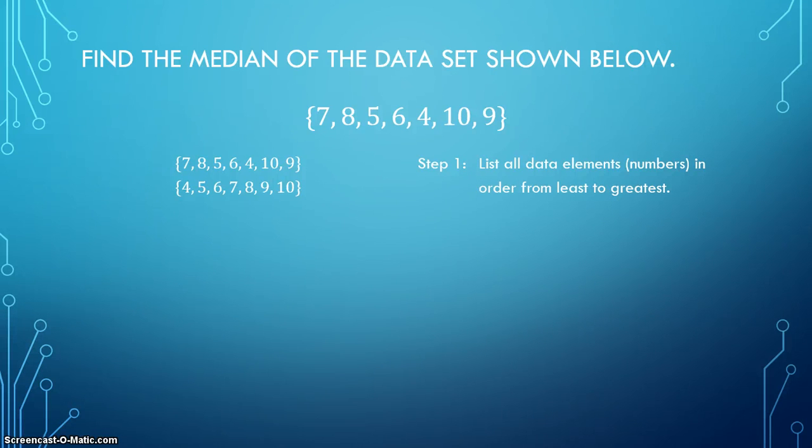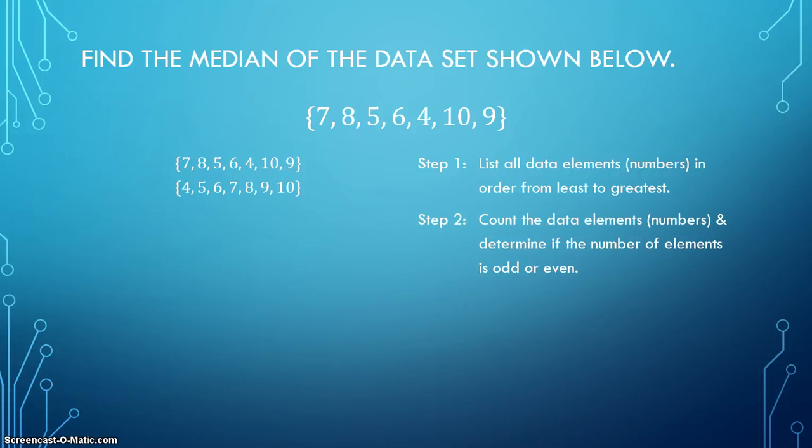Now, once we have it from least to greatest, we're going to count to see how many elements are in the set of data so we can determine what our step 3 should be. So we take our data set and start counting. The first number is 4, so that's 1. 5 is the second number. 6 is the third. 7 is the fourth. 8 is the fifth number. 9 is the sixth. And 10 is the seventh. So that means we have an odd number of numbers, since there are 7 numbers in our data set.